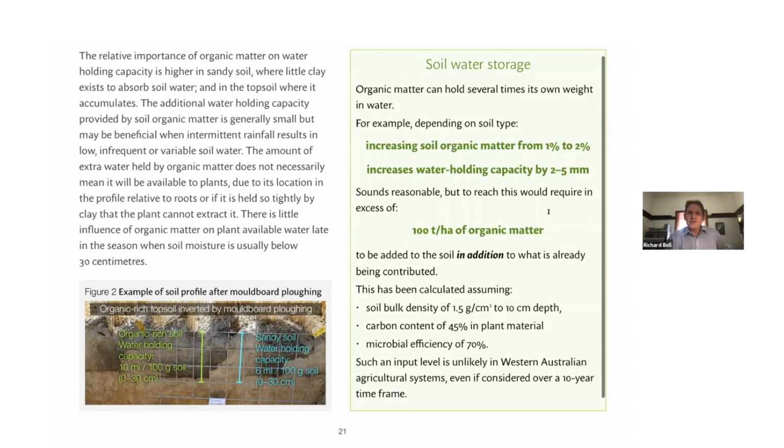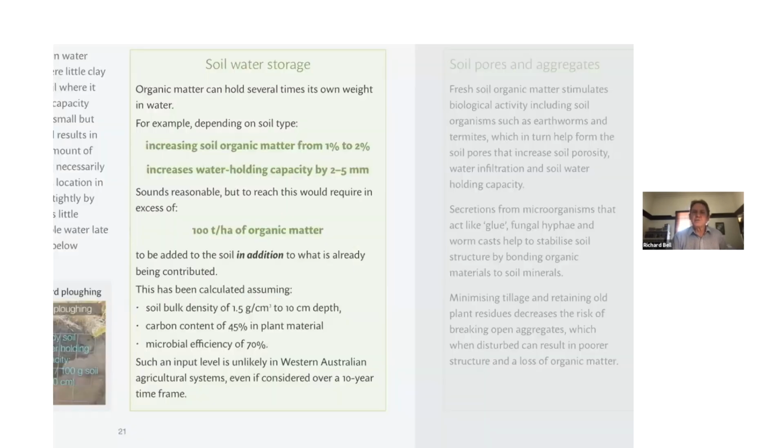So that looks quite promising, but in order to increase the organic matter content of a soil from 1 to 2%, we would need to add something like 100 tons per hectare of organic matter, because most of that is going to decompose and leave only a fraction of that 100 tons in the soil to provide that function. So whilst we do know organic matter is important for holding water in soils, we shouldn't overestimate the potential for increasing water content by small increases in organic matter content of the soil.